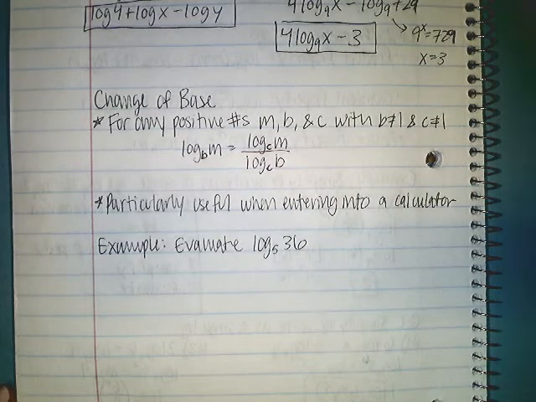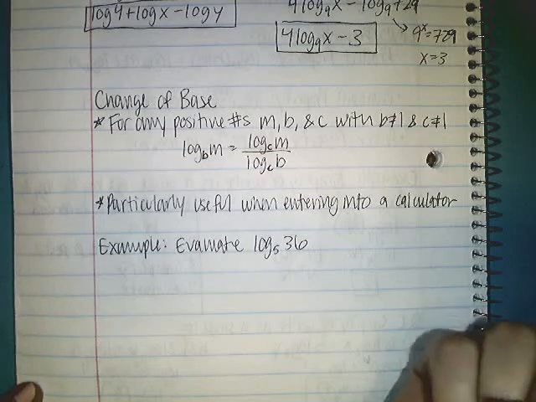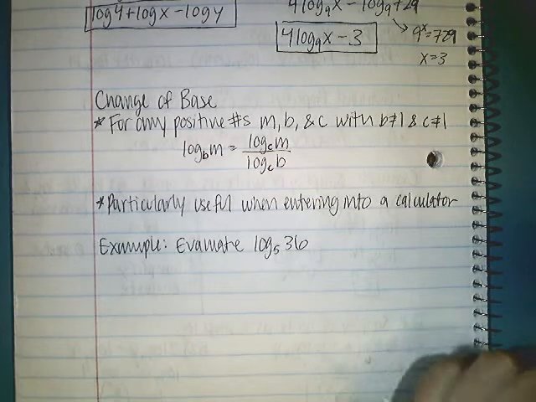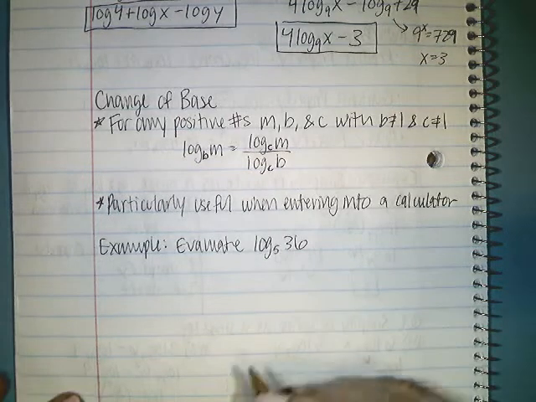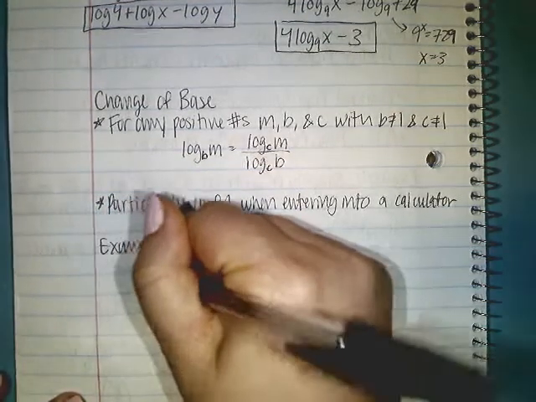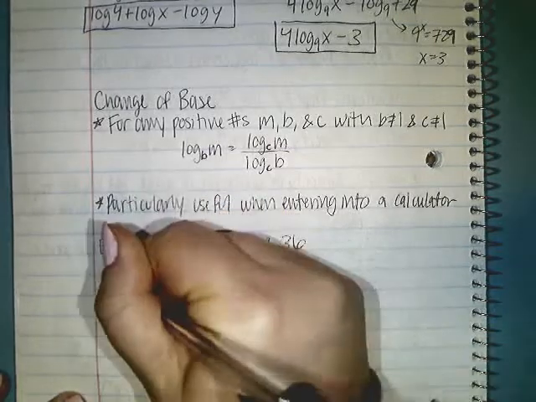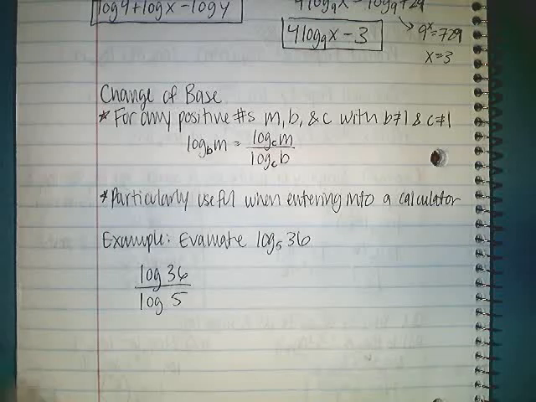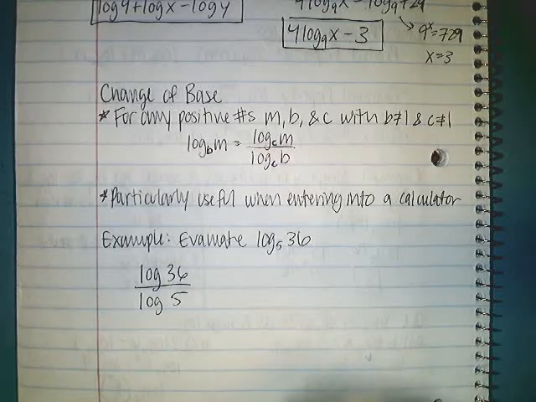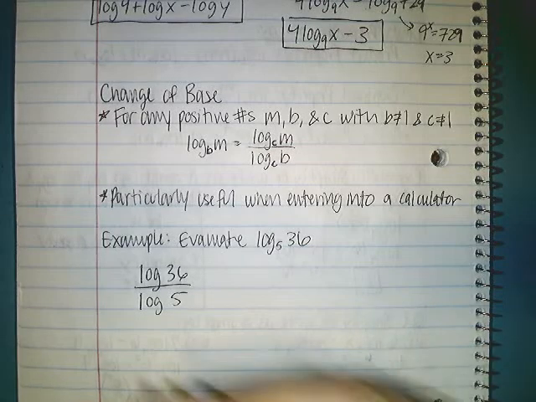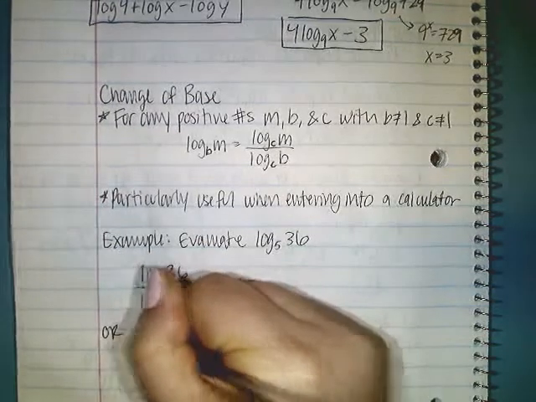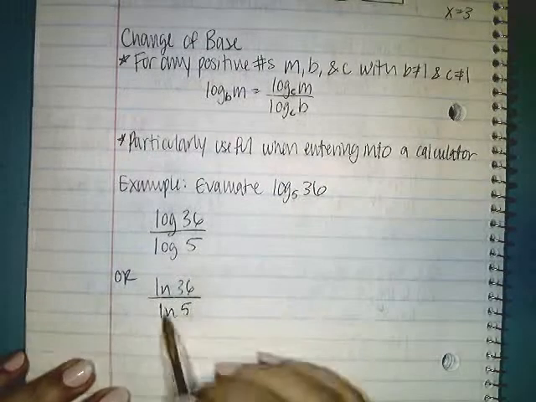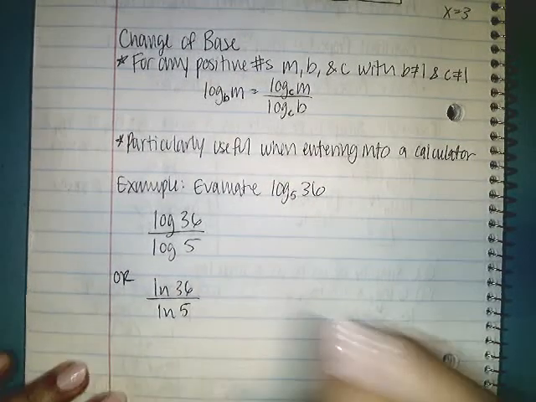So again, the way we can use this in our calculator, and I don't have a scientific calculator to show you right now, but what you would plug into your calculator, if we had log base 5 of 36, you'd plug in log of 36 over log of 5. And again, since I'm not writing any base, it's assumed that it's base 10, which is the common log on your calculator. You could also write ln 36 over ln 5. It doesn't matter what the base is. You could do any other base that you wanted.